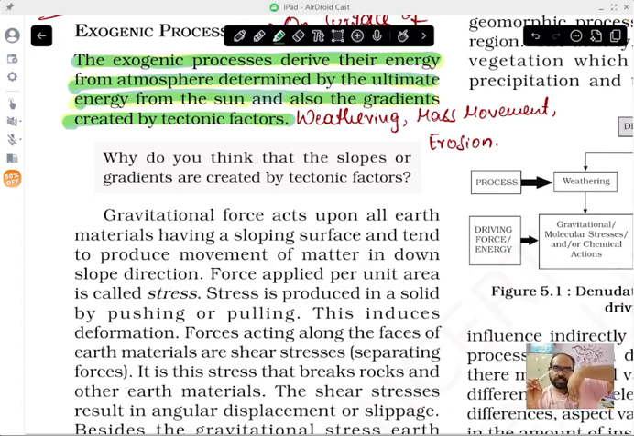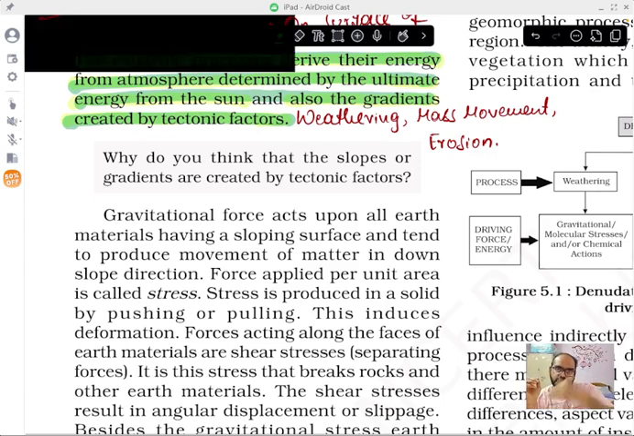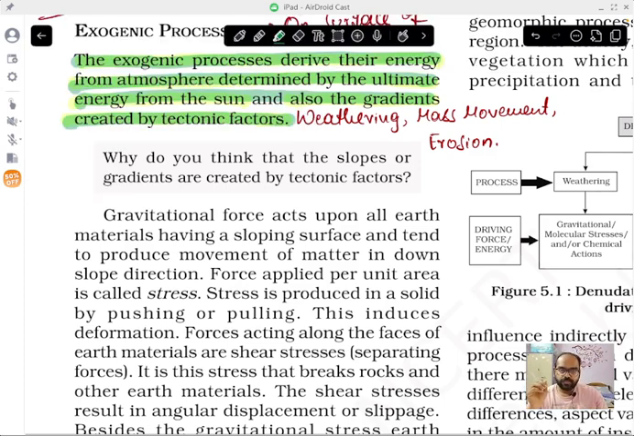If the slope is very vertical, we can see movement of the materials in a fast manner. If the slope is gentle, we can see the movement of the particles or earth materials in a slow manner. This gradient is developed by tectonic factors. If the gradient is more, the gravitational force will be more, the attraction from gravity will be more, so the material falls with a much more rapid force.